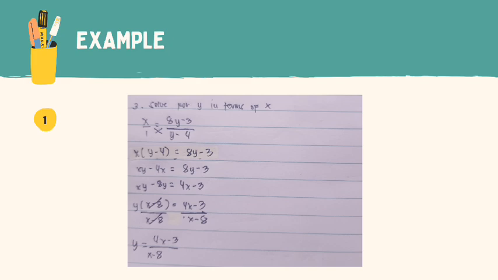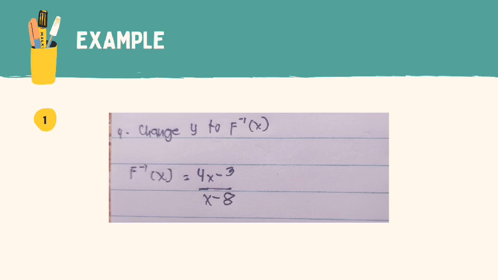Then we group the y terms in xy minus 8y in a parenthesis, and so we end up with y open parenthesis x minus 8 close parenthesis equals 4x minus 3. So we just need now to cancel the (x minus 8) on the side of y. We cancel it by dividing by itself, then dividing the other side too. So we end up with y equals (4x minus 3) over (x minus 8). Fourth step, change y to f inverse of x. So we will end up with f inverse of x equals (4x minus 3) over (x minus 8).